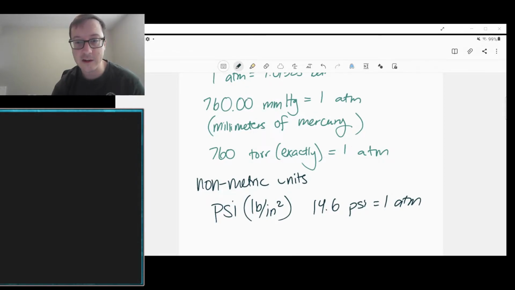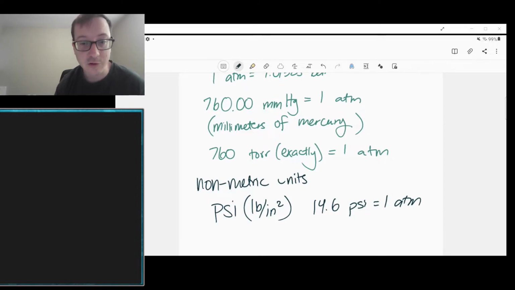And so we're going to see that that's pretty common. PSI is a pretty standard unit for us in the US. We use PSI for things like pressure. We use it for compressors and things for mechanics.